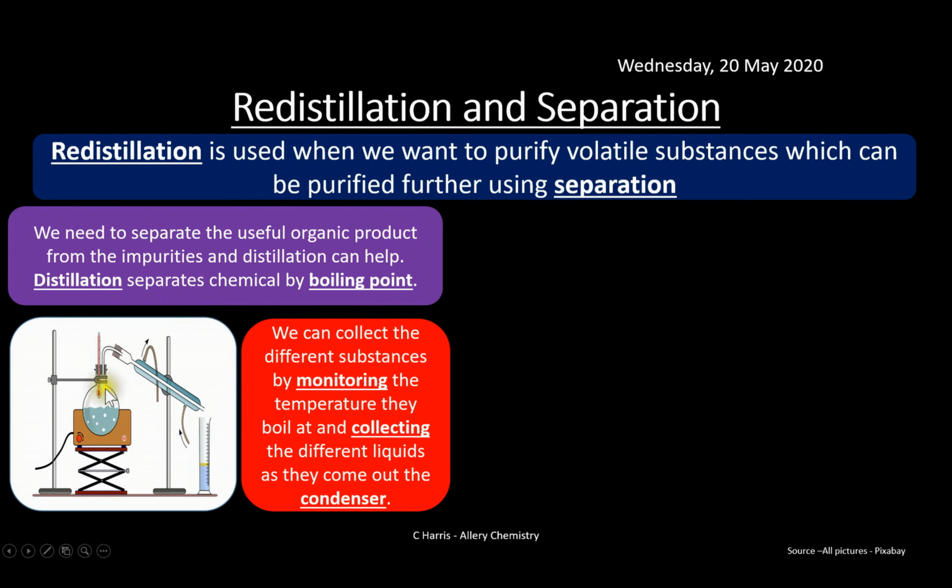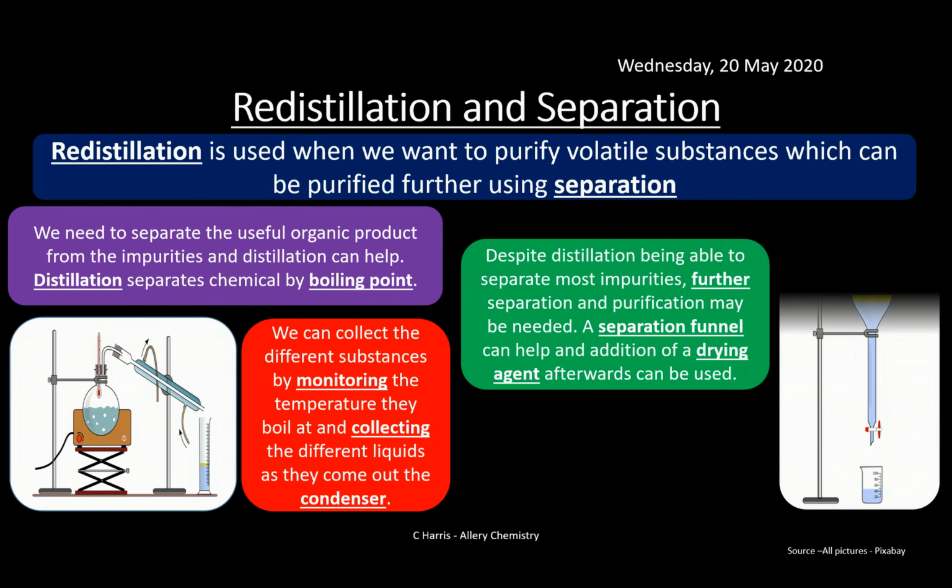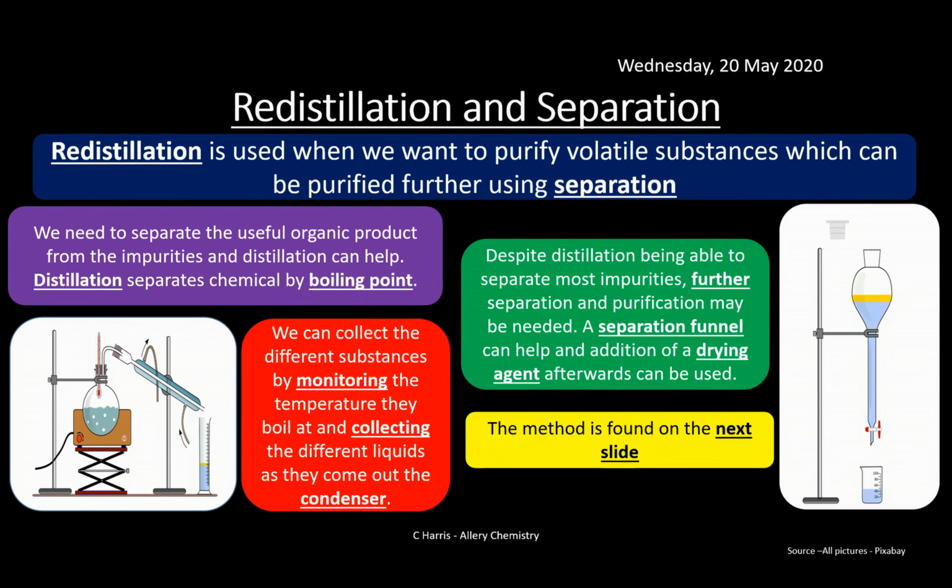So you can see here, if we've got our substance and we know its boiling point, we can heat it up and collect it in our flask, depending on what we're after. Basically we're just distilling it again to get out as much of that impurity as we possibly can. Then we can separate it further. Distillation doesn't give us a guaranteed pure product, so we need another step to purify it, and we do that using separation.